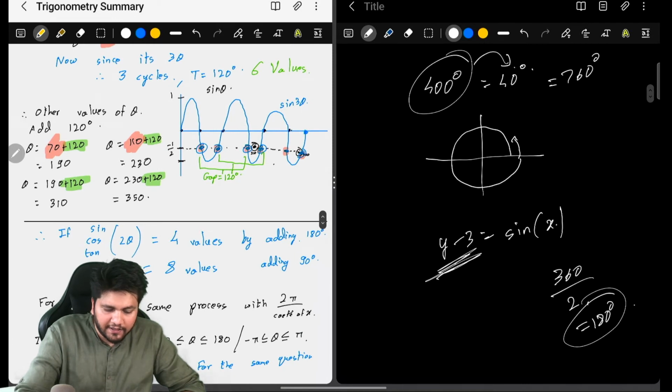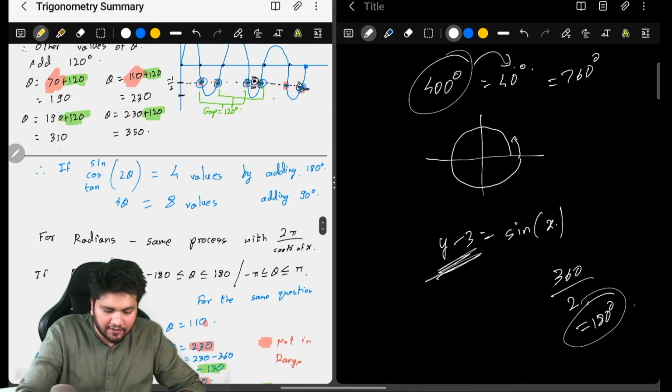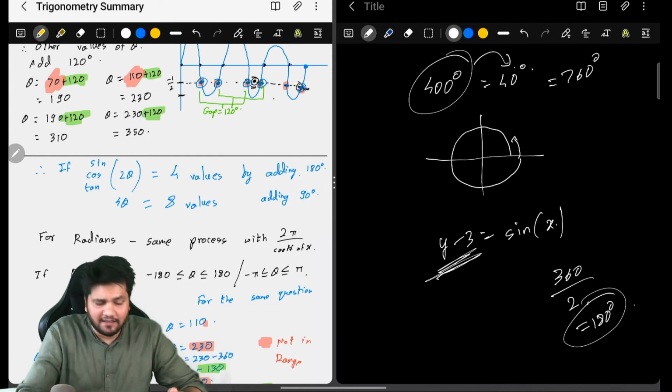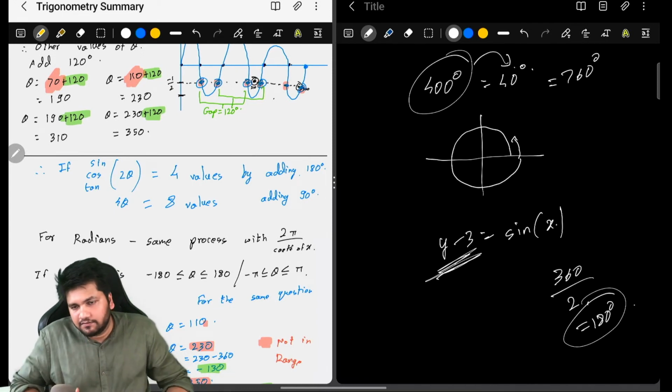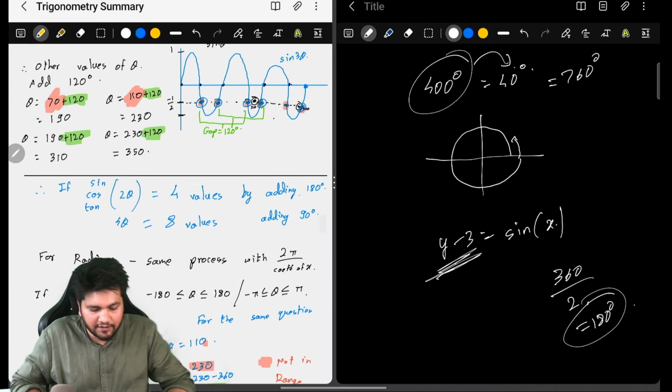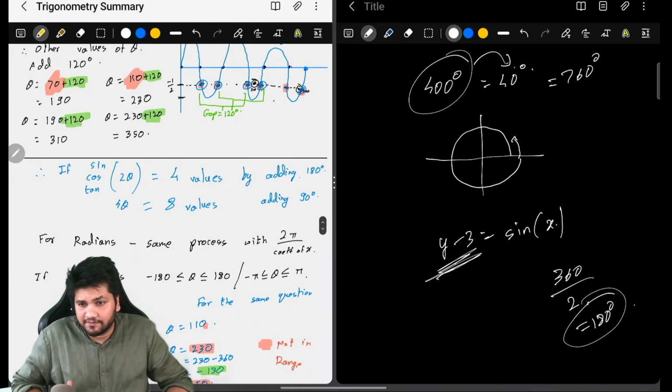So the first two values we got were 70 and 110. Here we add 120 and get 190 and 230. Again we add 120, we get 310 and 350. By chance, even if you add 120 again, it's going to be 430. But 430 is not in the range of theta, so we cannot take those values. That's why we won't take them. So till 350, we will get 6 values.